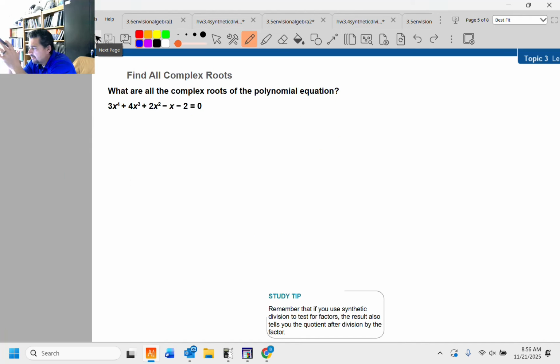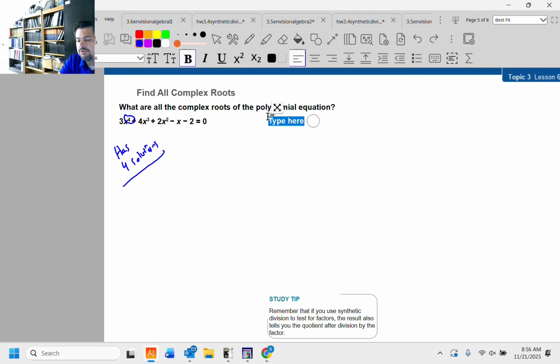What are all the complex roots of the polynomial equation? And by the way, this one has 4 answers. It has 4 solutions. All right, I know that because I looked there. Now, I'm running low on time because we're actually really kind of out of time. So what we're going to do is get the nice solutions by looking at the graph.